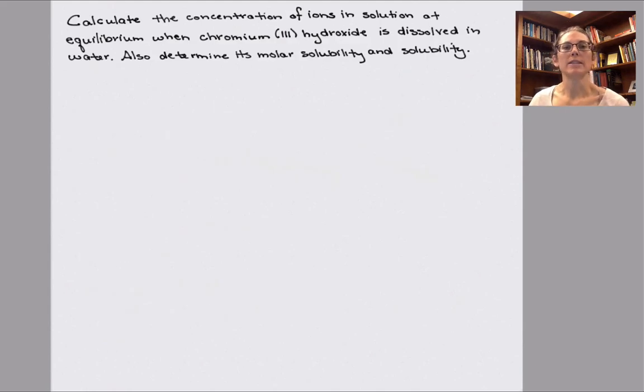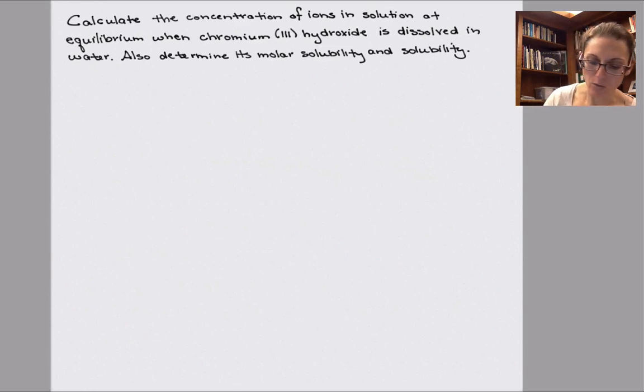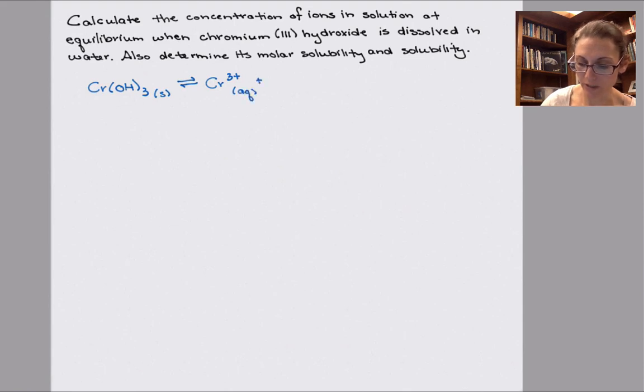Okay, so let's take the dissolution of chromium(III) hydroxide in water. We're going to figure out what the concentration of the resulting ions would be, along with its solubility and its molar solubility. Chromium(III) hydroxide has the formula Cr(OH)3, and this is going to dissolve and set up an equilibrium with its ions. Not a lot of it is going to dissolve, only a little bit.